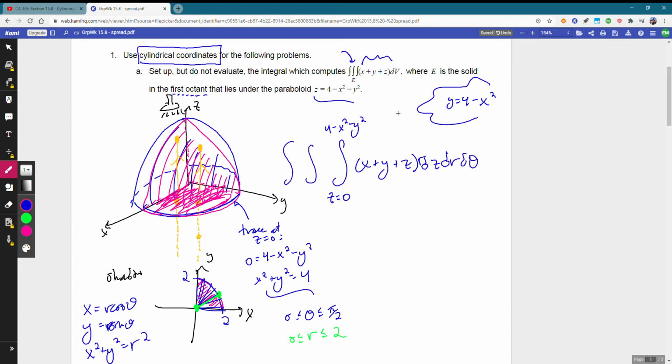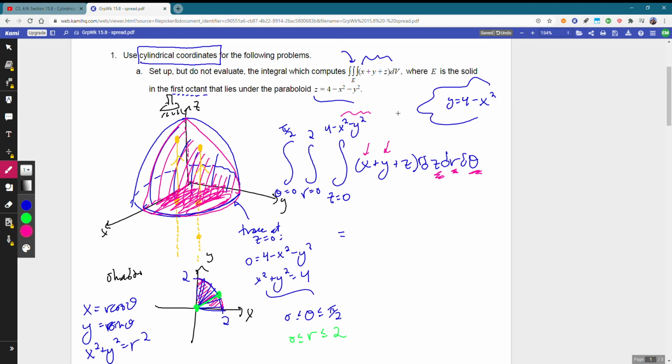And then for our other integrals, we said we're moving r from 0 to 2 and theta from 0 to pi over 2. And we're almost there. We just have to finish translating our integral. The only variables we want to see are z, r, and theta, so we want to get rid of our x's and y's wherever those show up.